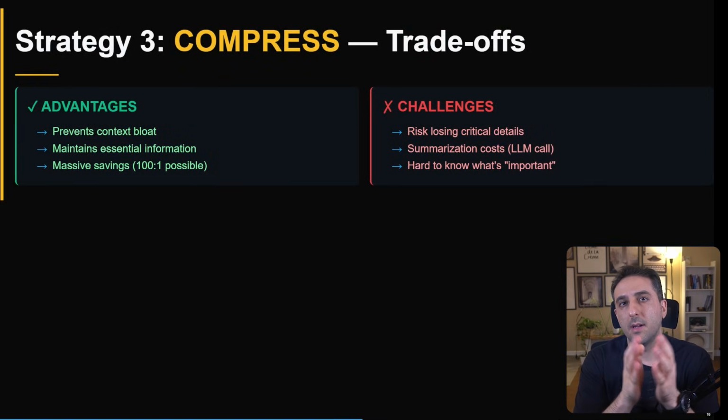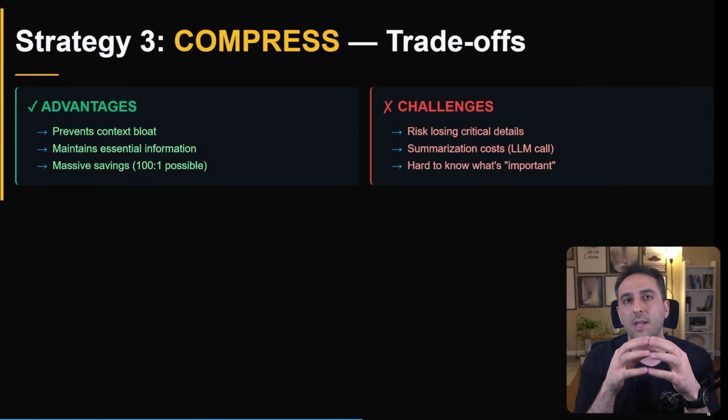For this method, the benefits are obvious. We prevent bloat and we can get massive token savings. And also, if we do it carefully, we can maintain all the important information. In terms of the risks, if we are too aggressive with the compression, we can lose critical details. Besides that, summarization itself requires an LLM call, which adds cost and latency. And deciding what's important isn't always straightforward.